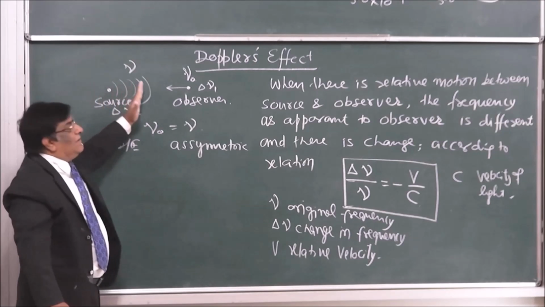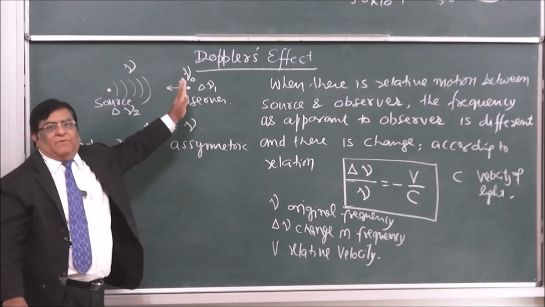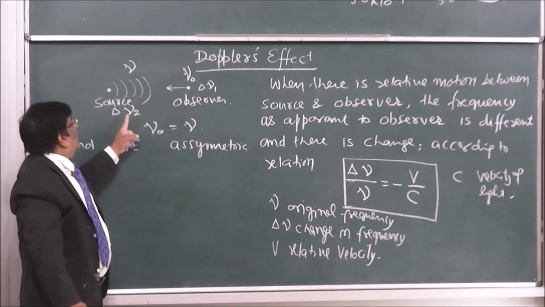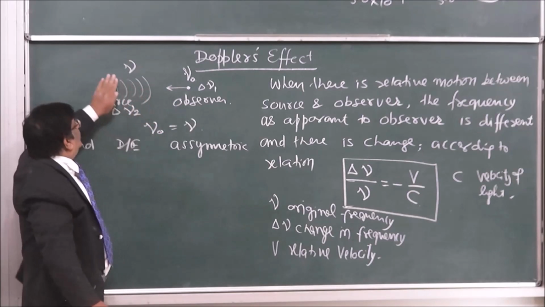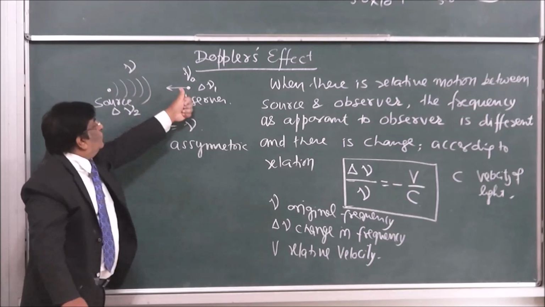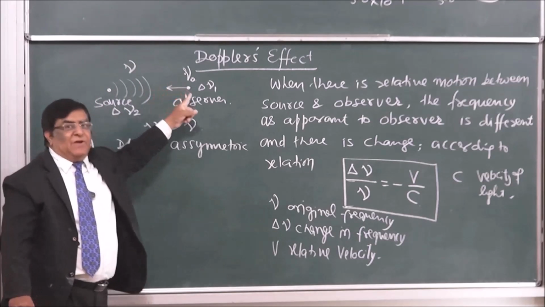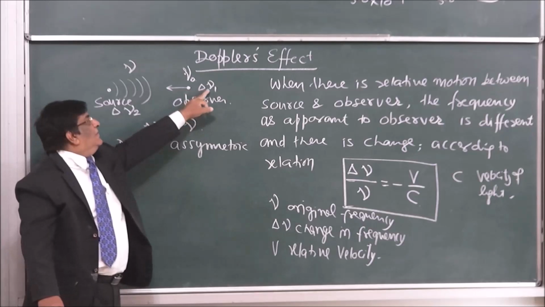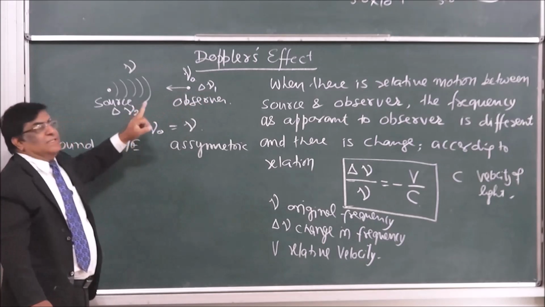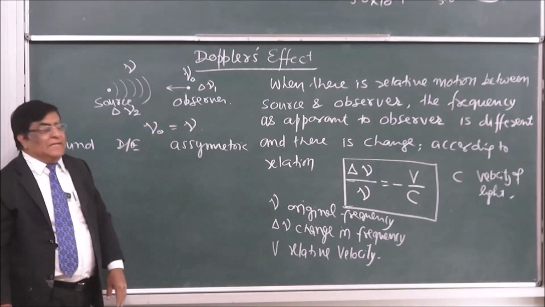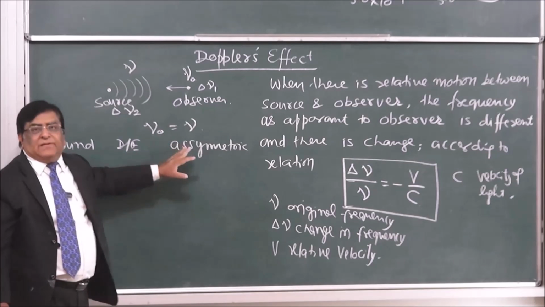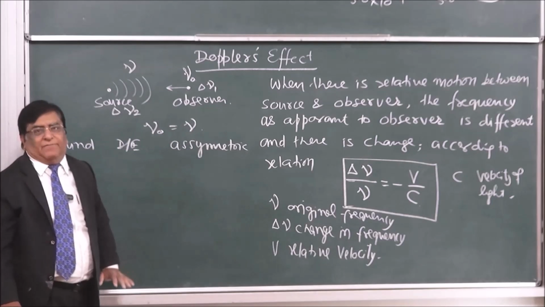So from this side, if the source is moving with certain velocity v, the frequency will change. But if this does not move and this moves along with this with the same velocity, there will be a change in frequency. But both these changes are different. That is why this effect is asymmetric. This we have studied in class 11.